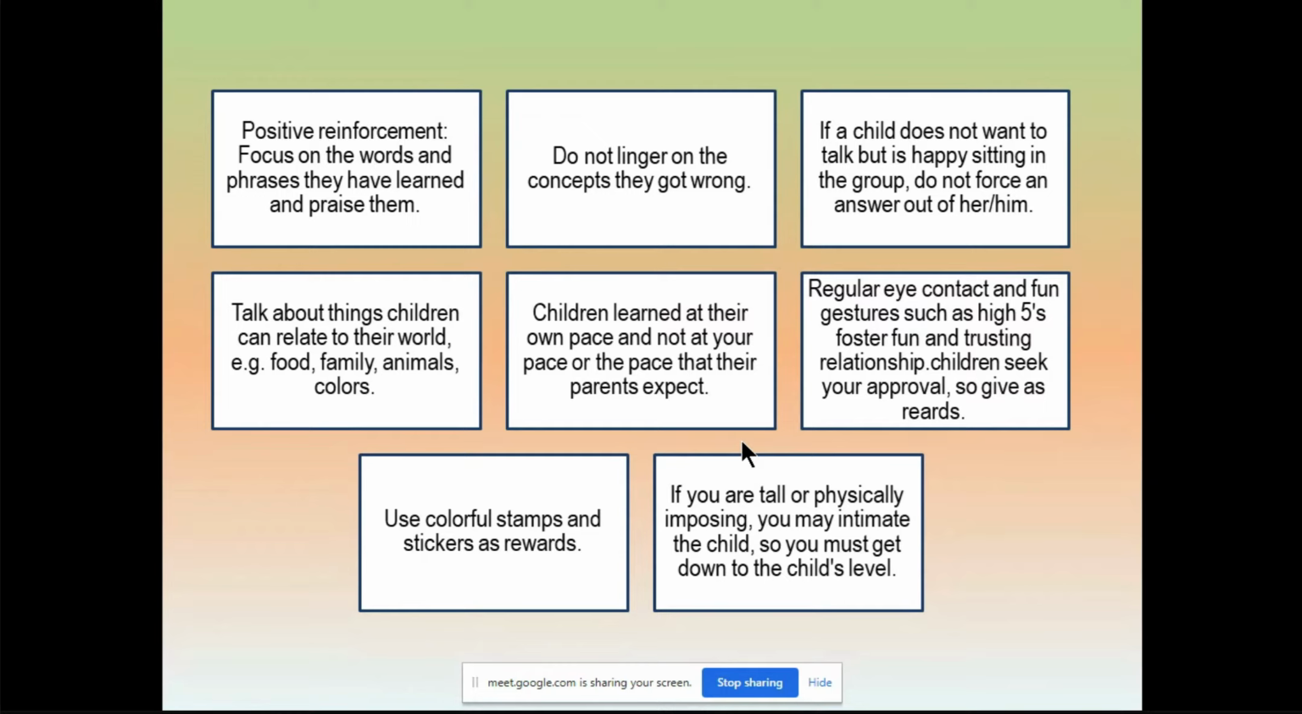I also use colorful stamps and stickers as rewards. If you are face to face, you could use stamps or tokens. Some of my co-teachers have tickets, and then at the end of the grading period, they give rewards. So it's like they're in a toy kingdom, and the teacher will say, okay, since you are the highest, I will give you a bigger gift.